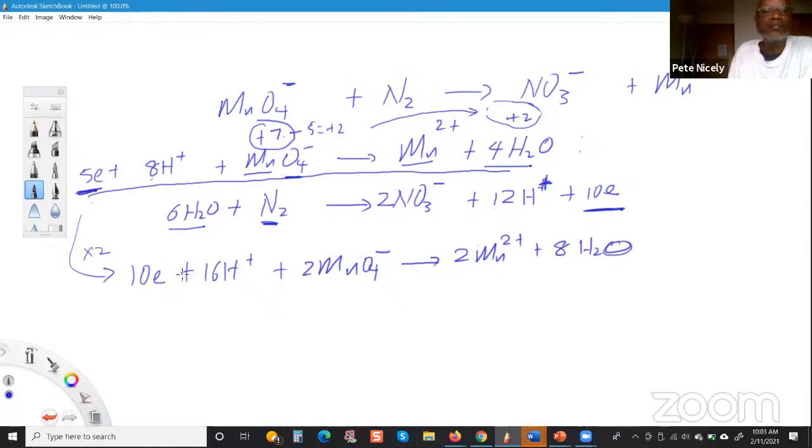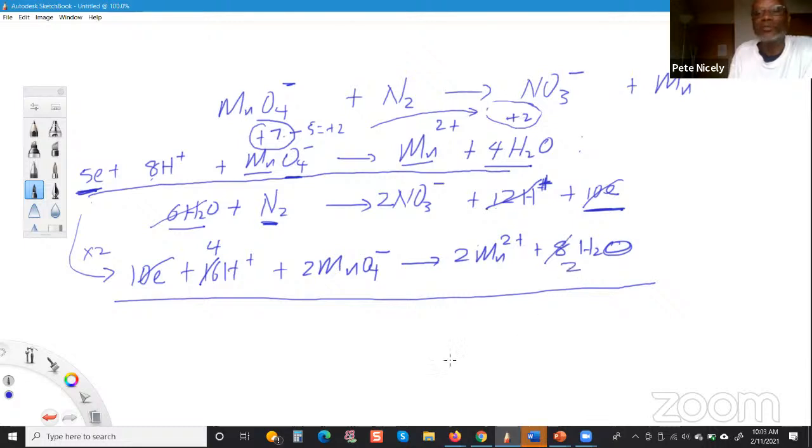So these 10 electrons will cancel out with these 10 electrons. And also, there are some other things that will cancel out. Namely, these 12 hydrogen ions will cancel out 12 of these, leaving behind 4, all right? And also, you can cancel out these 6 water molecules with 6 of these, leaving behind 2, all right? So the next step is simply to add them up and write down everything that's remaining.